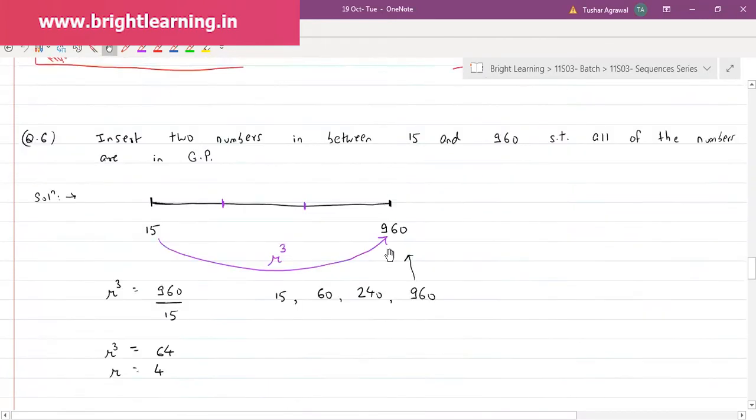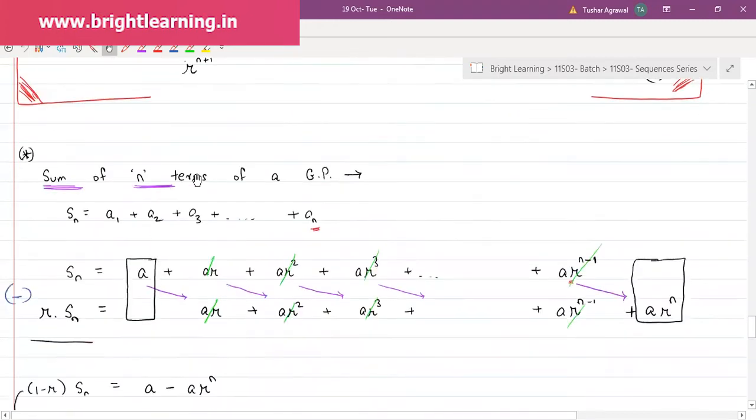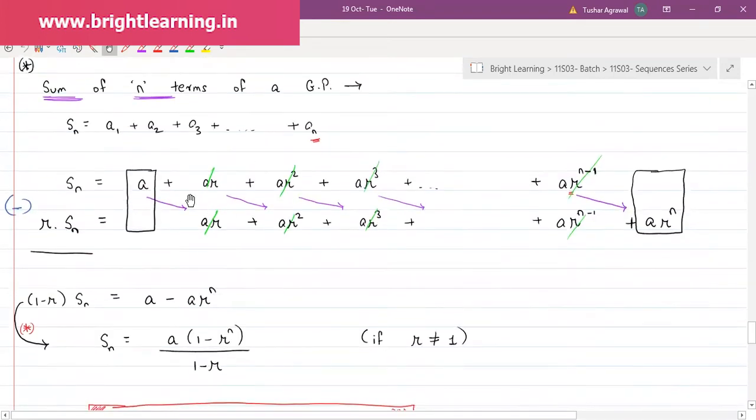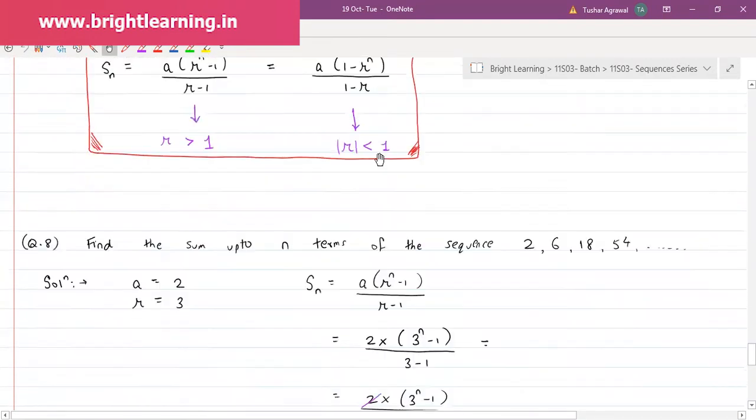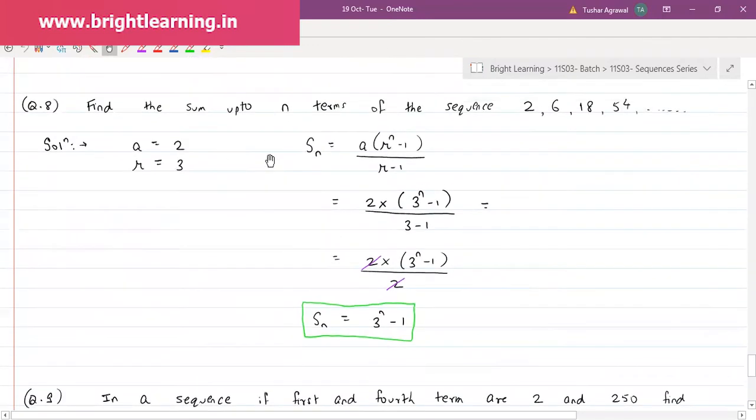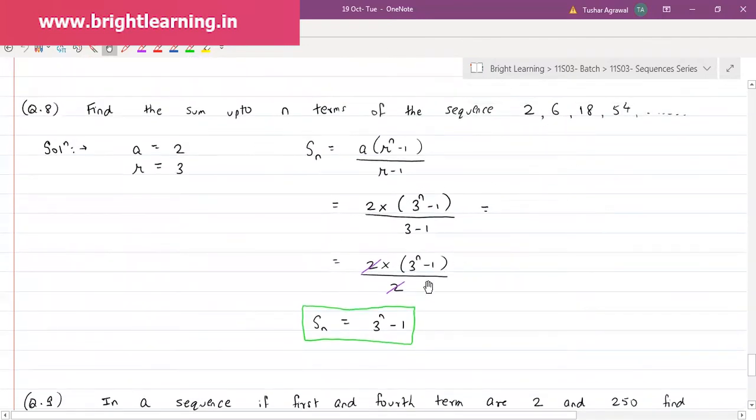And after this, lastly, we saw the sum of n terms of a geometric progression, the formula that we derived. How the concept was: r times Sn, we write again, and then subtraction. This is the first surviving term, last surviving term. So this much part we have covered, and some numericals up to the sum of n terms of this sequence.